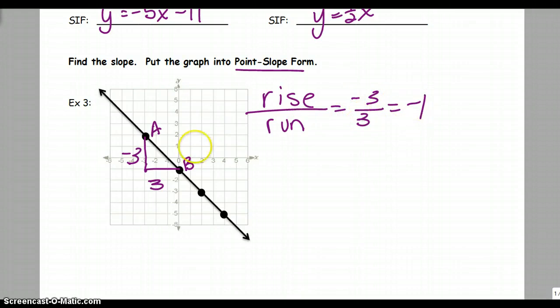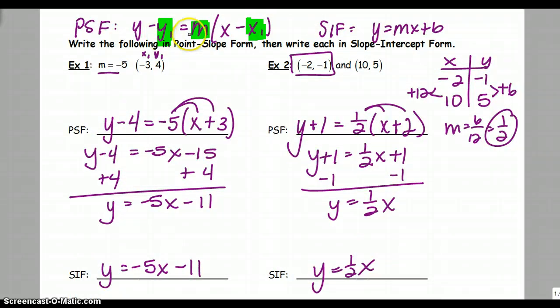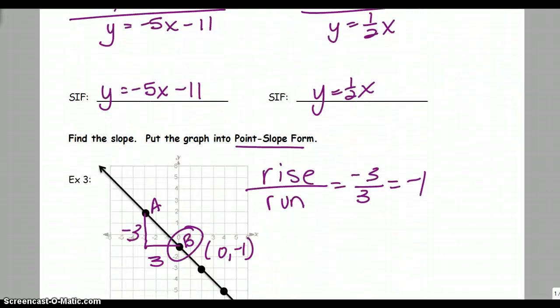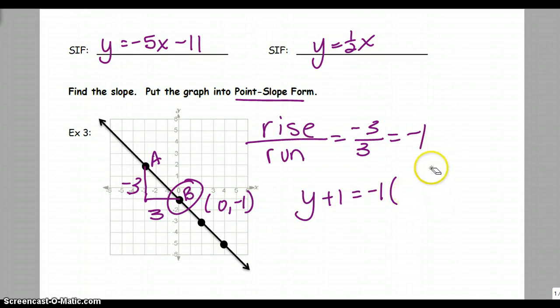You can pick any point. Let's just pick B here. The ordered pair of that point is 0, -1. So point-slope form, remember, if we go up here, point-slope form is the first one we talked about. Y minus y1 equals m times the quantity x minus x1. You have a point, you have a slope. Y minus y1 equals m times the quantity x minus x1, and then you're finished. If you chose A or any of these other 2 points, your answer would be a little different. But you can choose any point that you would like.